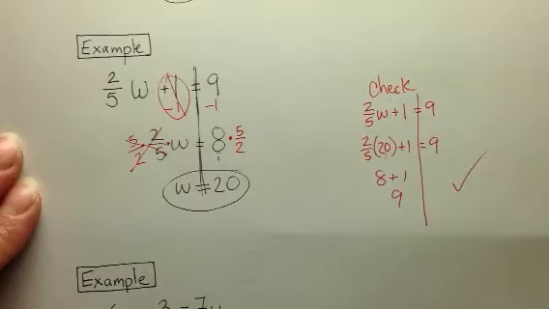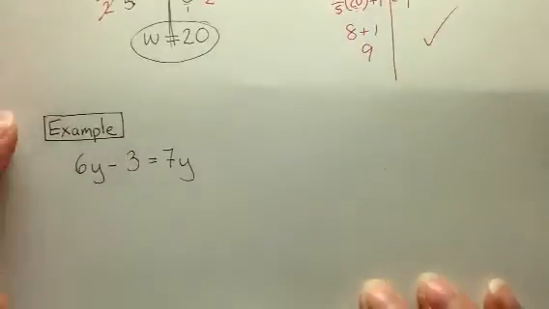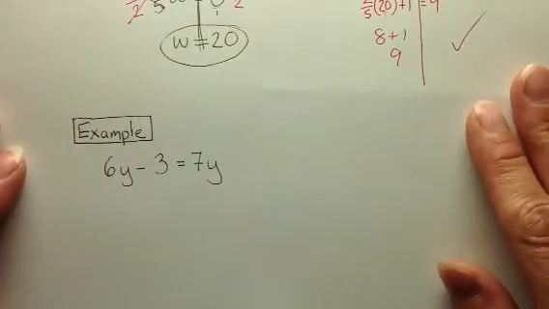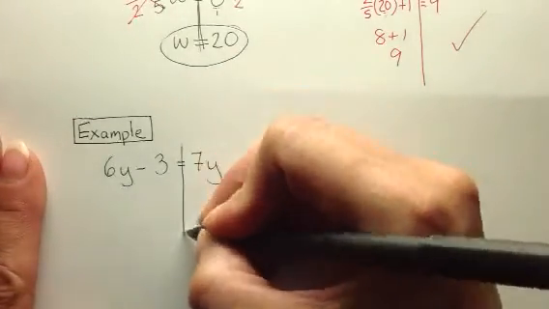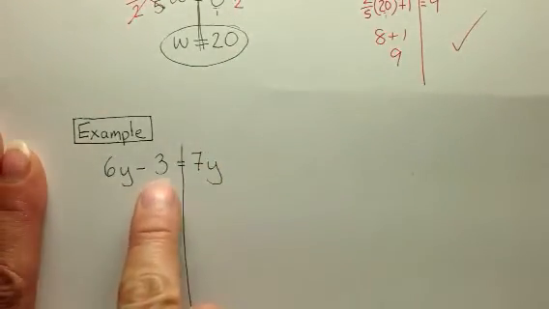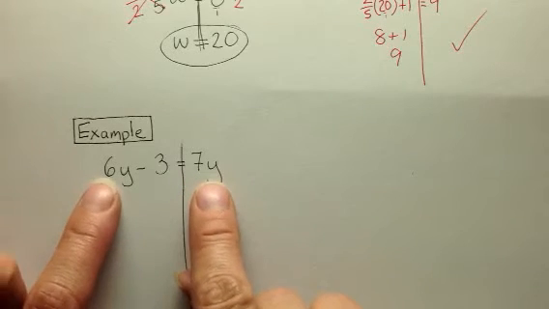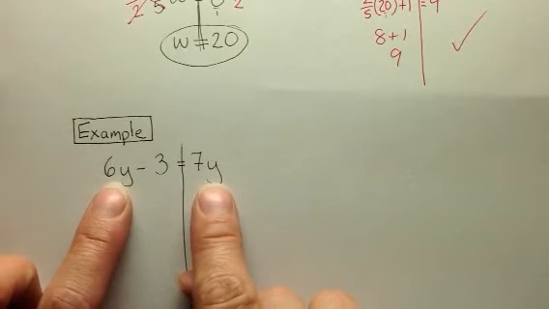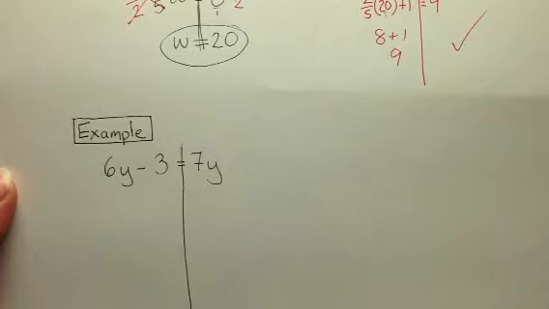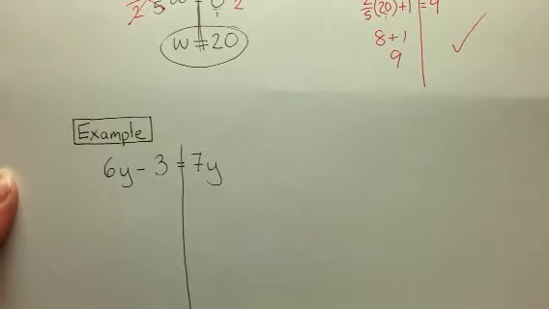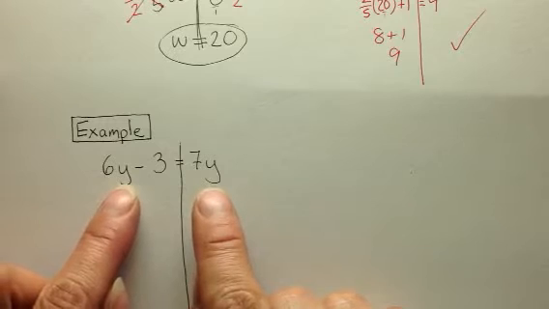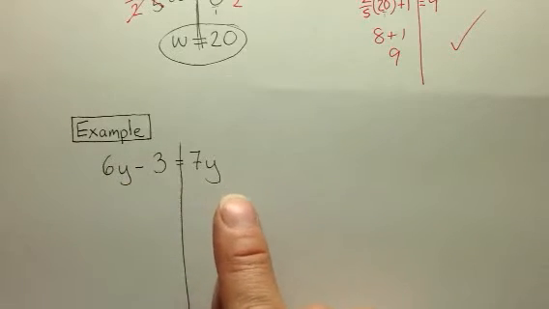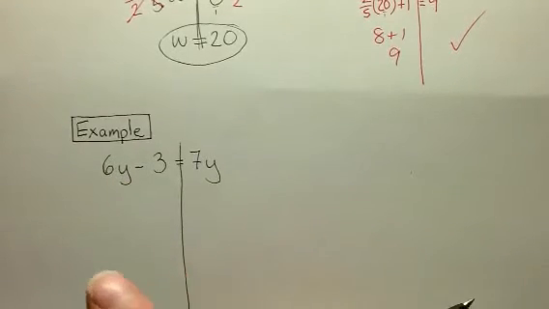All right, one more. And this example actually is a little bit different because this time I still have 3 terms, 1, 2, 3, but this time it's the variable terms that are on both sides. All right, I'm not doing anything different than what I did in the last 2 examples. I want to combine my like terms. I want to get the y's together. Now, if I think ahead, I might save myself a little time.